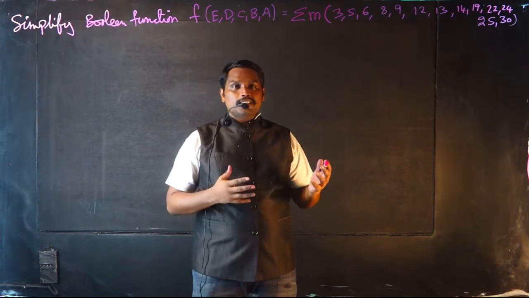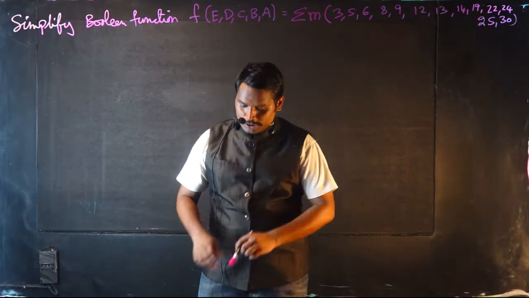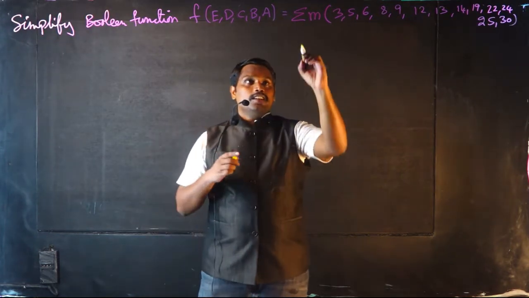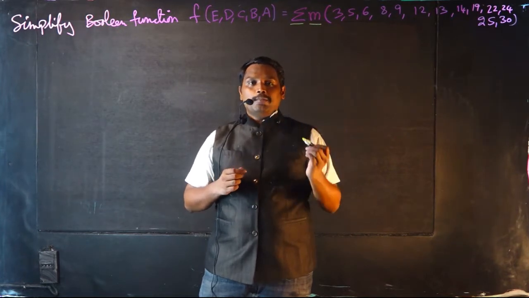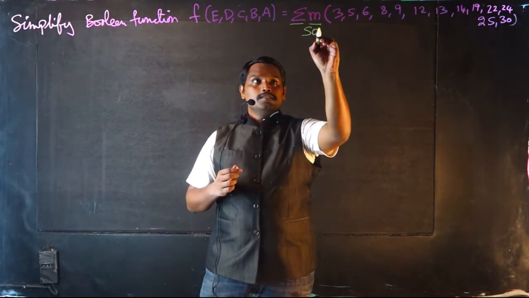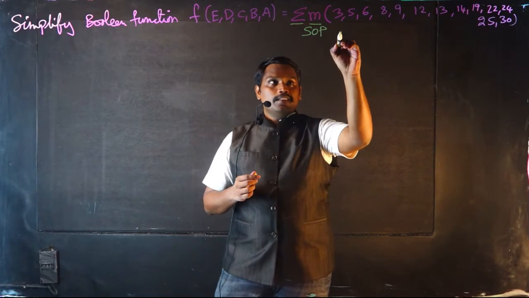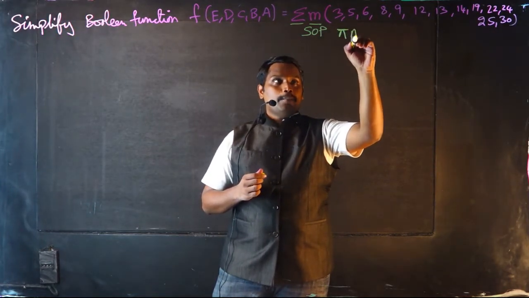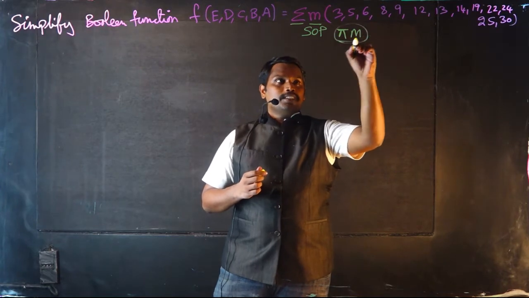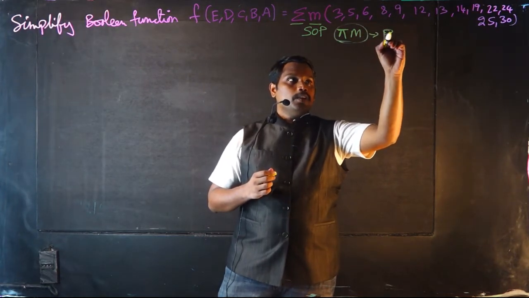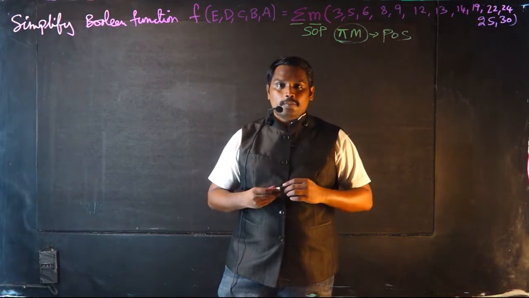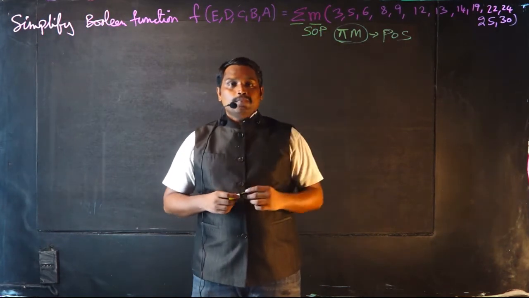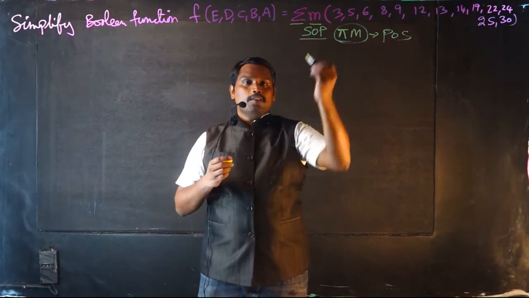So whenever the minterms are there, you can come to a conclusion that whenever you see this question, if the sigma and small m are there, it is sum of product form. For example, if there is pi with capital M, then this particular expression we call it as POS, which is product of sum form. Since they have given sigma M, it is sum of product form.